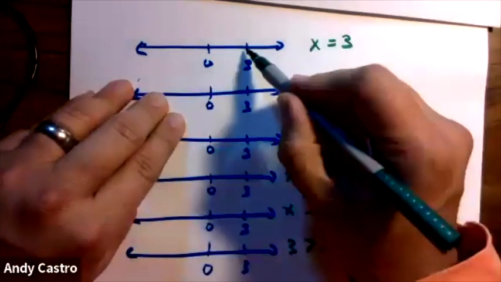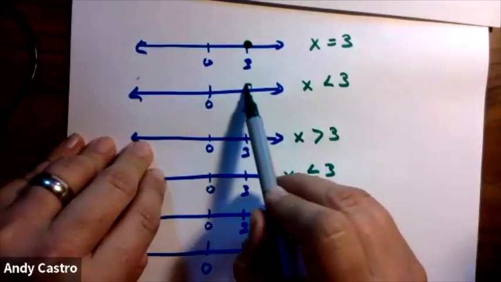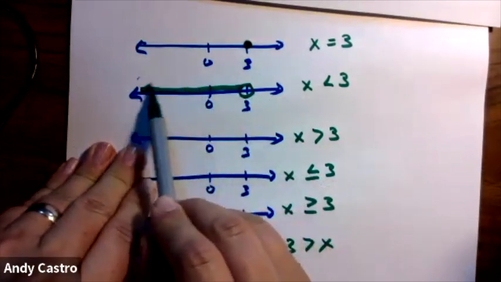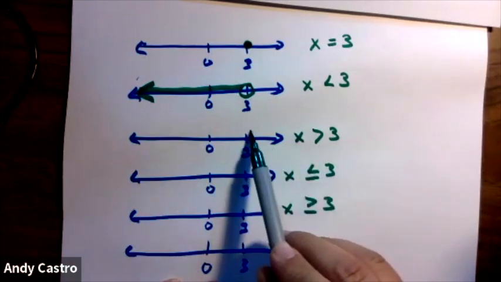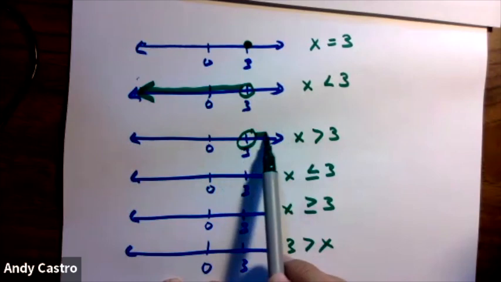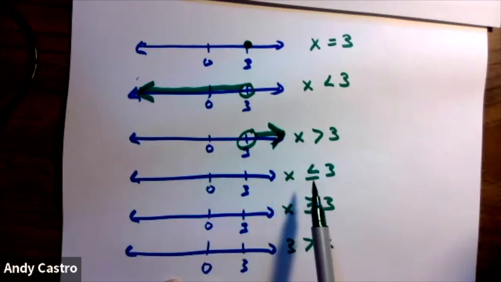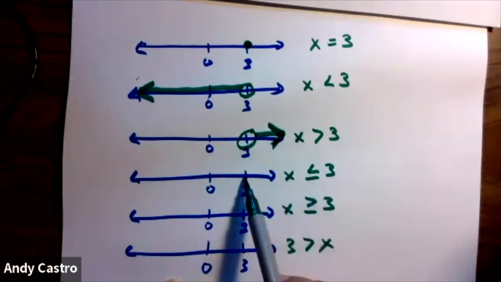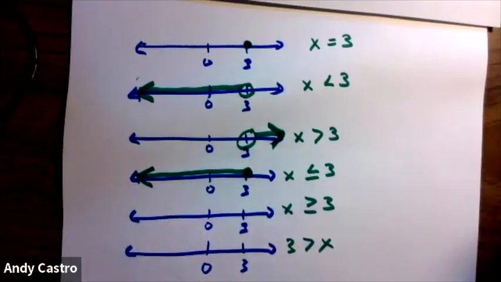So here this means x is 3, so it's 3 and no other number. X is less than 3, so it cannot equal 3, but it's any number less. Here x is greater than 3. It cannot be 3, so open circle, and then anything to the right, anything bigger. Here x is less than or equal to 3. So it can be equal to 3, and it's anything less than. Here, x is greater than or equal to 3. So again, it can be 3, and then anything greater than.